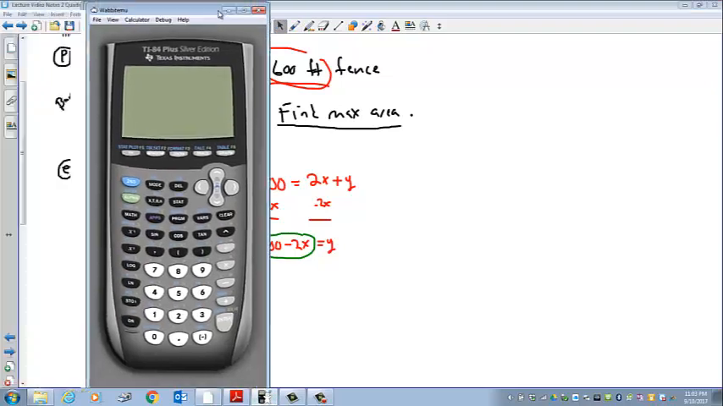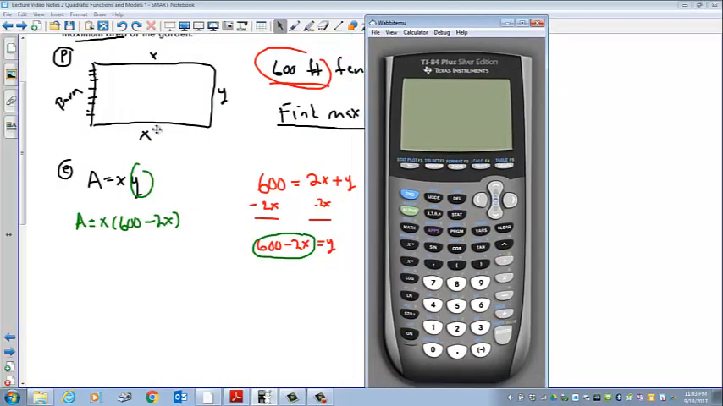So here's our calculator. We want to graph this function, so turn it on, hit y equals, and then we're just going to graph it. So you have x, and then a left parenthesis and 600 minus 2x in parentheses. And then in order to graph it, we need to set up our window. We have to know where to look. So you have to think a little bit about what x represents. So x represents the length of this fence.